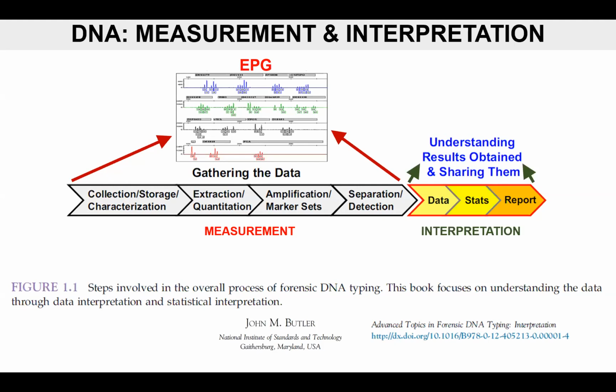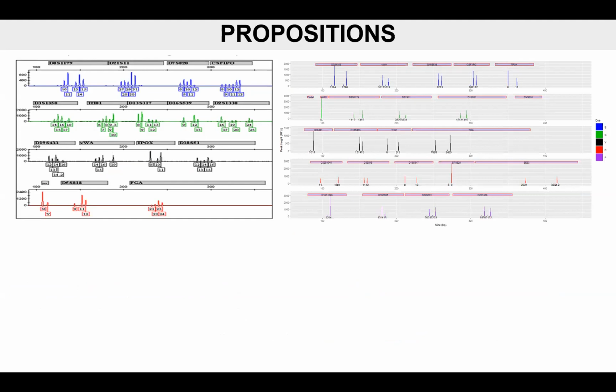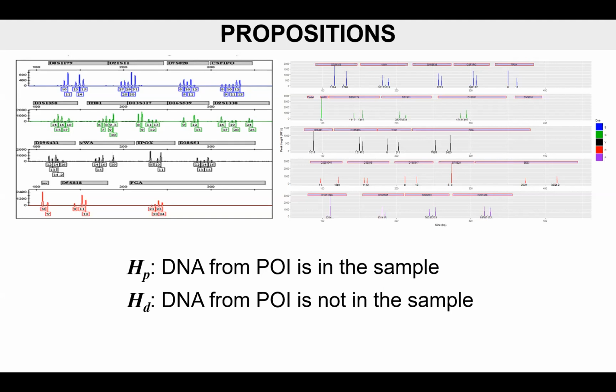So you have a crime scene EPG and a person of interest profile. And the question is, what is the weight of evidence provided here in favor of the proposition, say the prosecution proposition, that the DNA from the person of interest is in the sample versus the alternate proposition, which is that it's not in the sample. So all you need is one proposition, which is the prosecution proposition, and then the defense proposition is automatically the negation of HP.